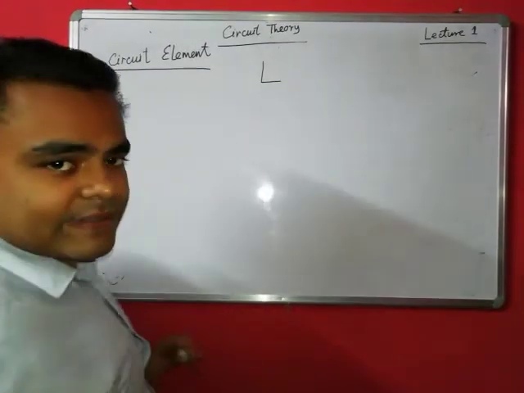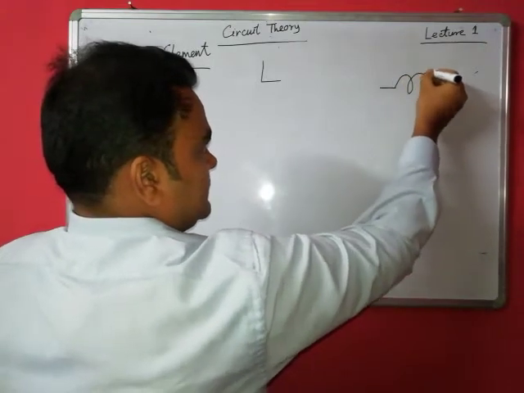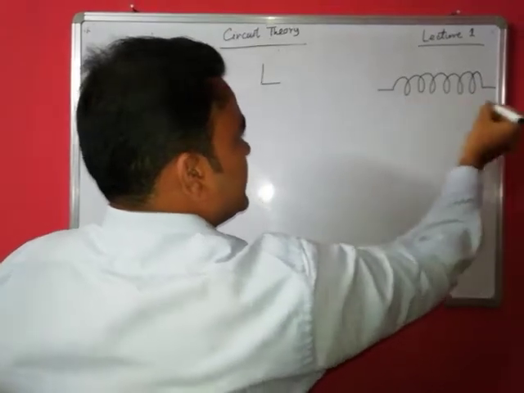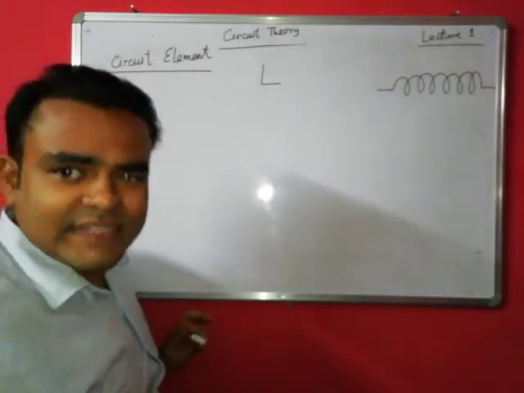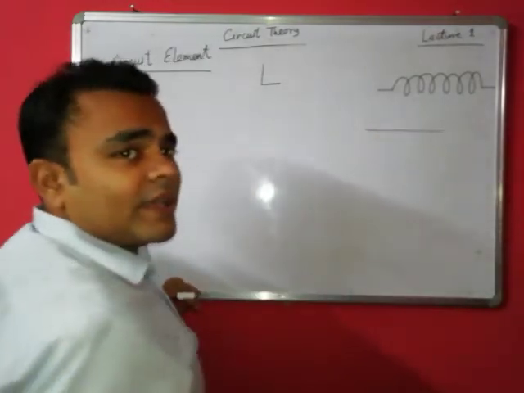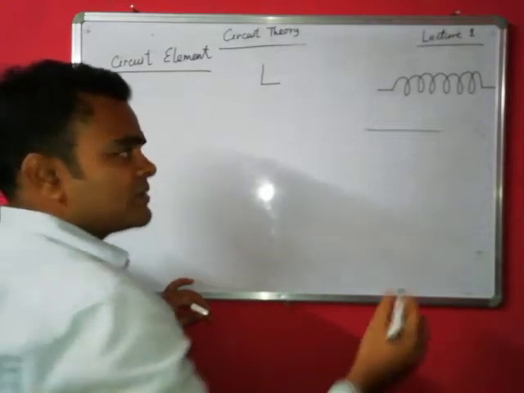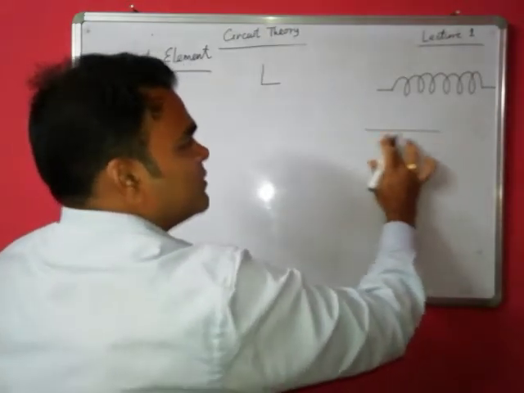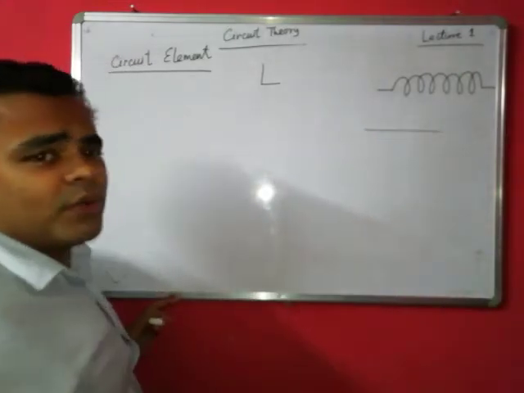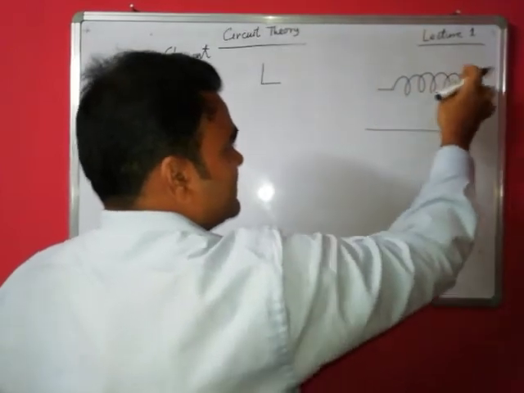This is an inductance. Inductance is given by an inductor. We generally represent the inductor in this fashion, though if you take a straight conductor, it also has an inductance of some Henry, but the value of the inductance for a straight conductor is very low. It has no significance. That's why we represent it as an inductor.